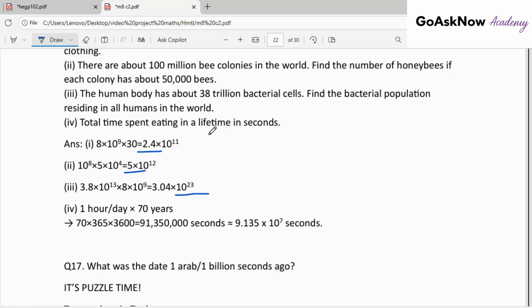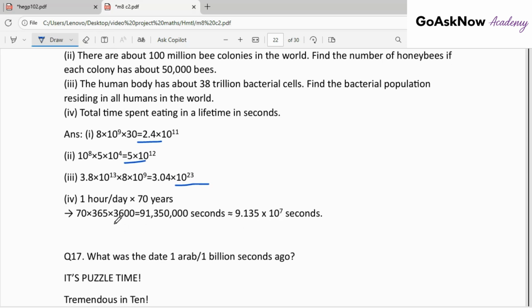Total time spent eating in the lifetime, in seconds. 1 hour per day into 70 years, which is 70 into 365 into 3600, which is 9 crore 13 lakhs 50,000 seconds, which is 9.135 into 10 power 7 seconds.